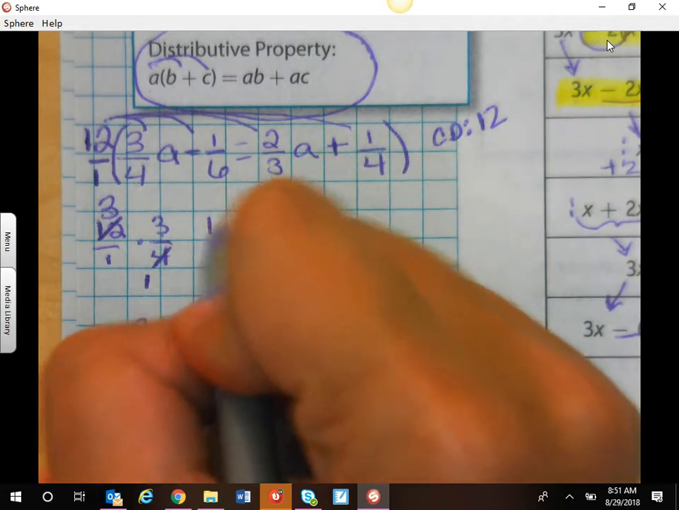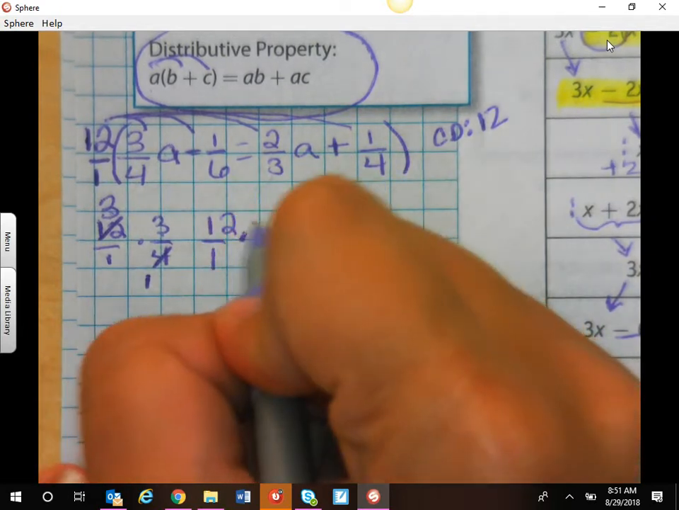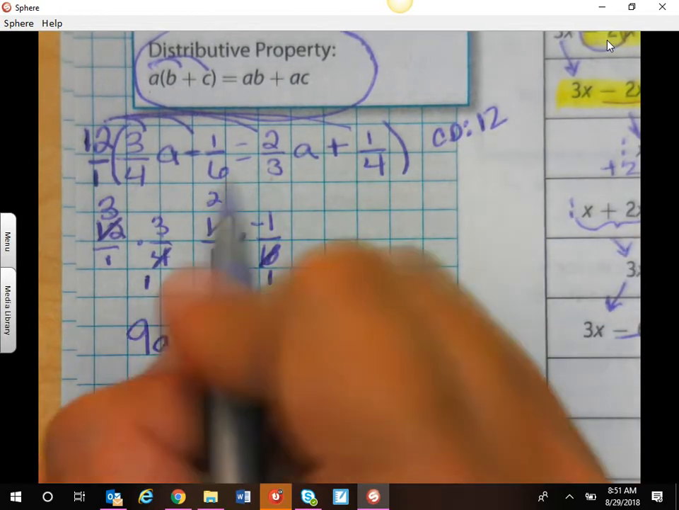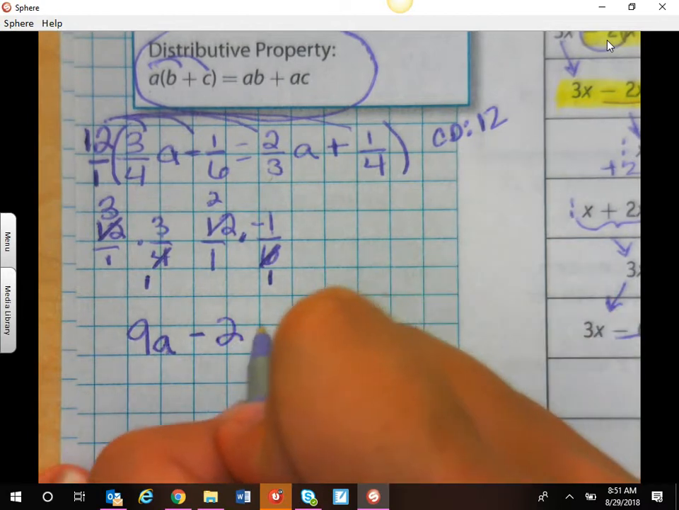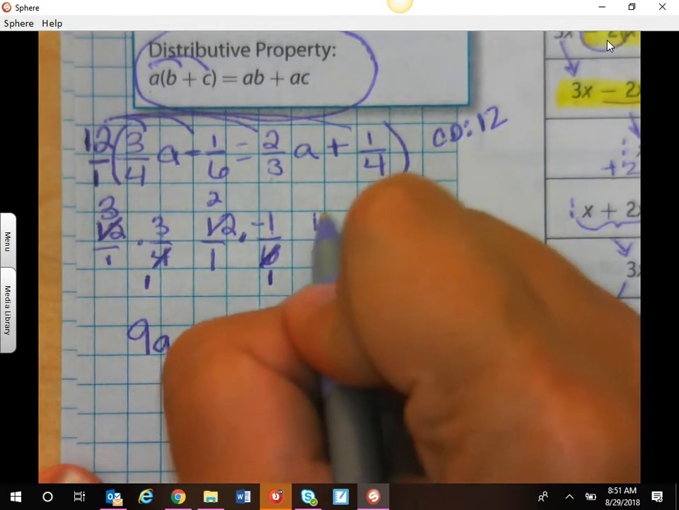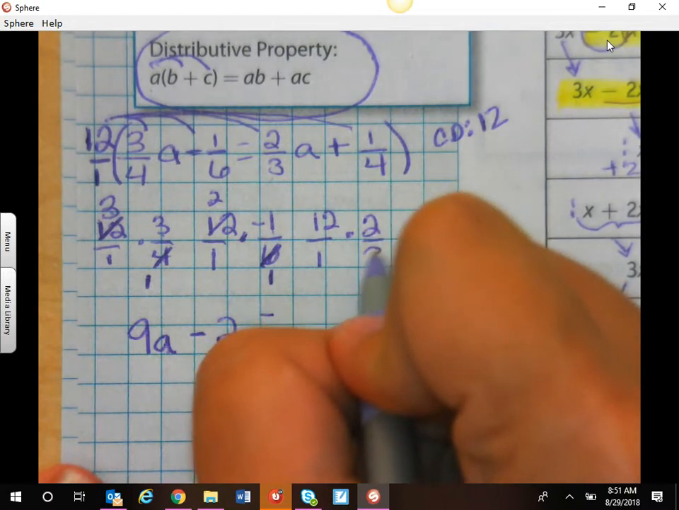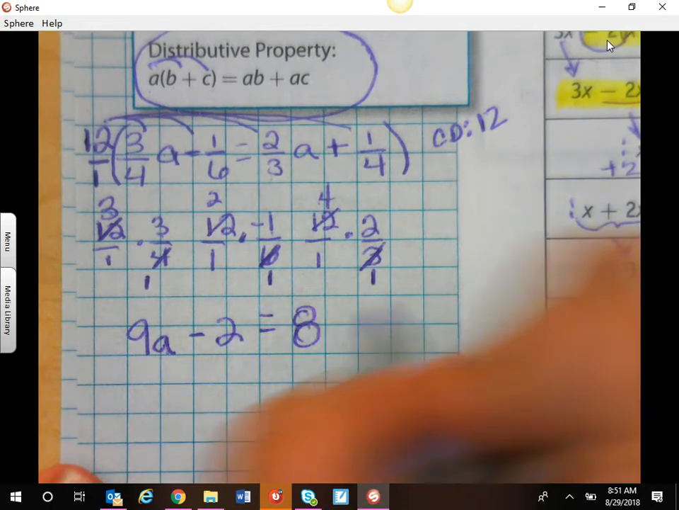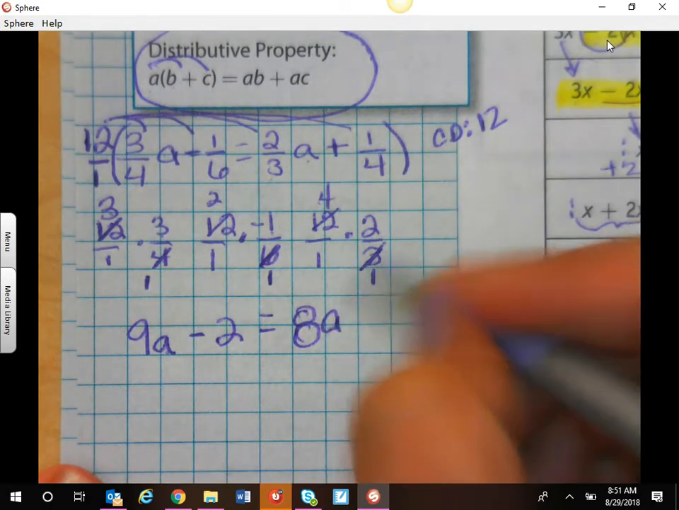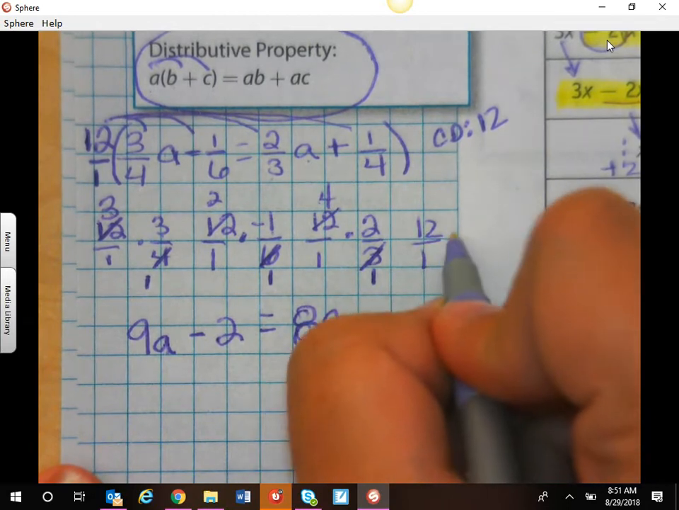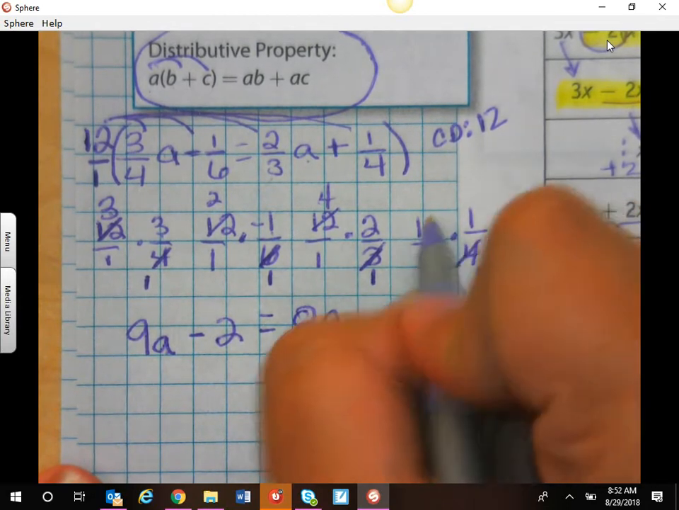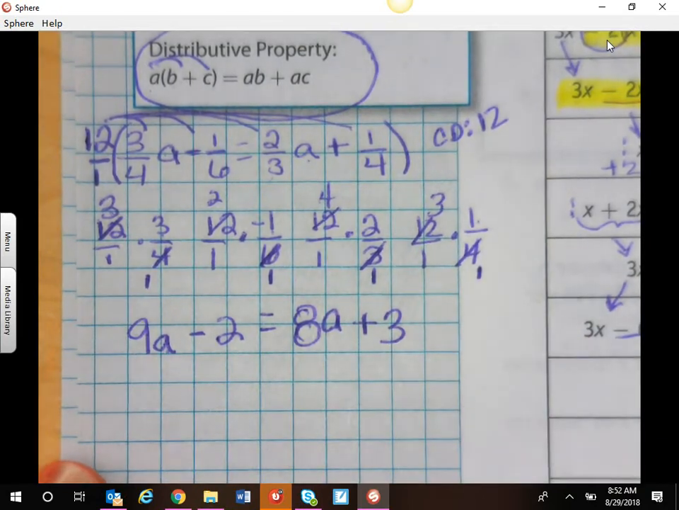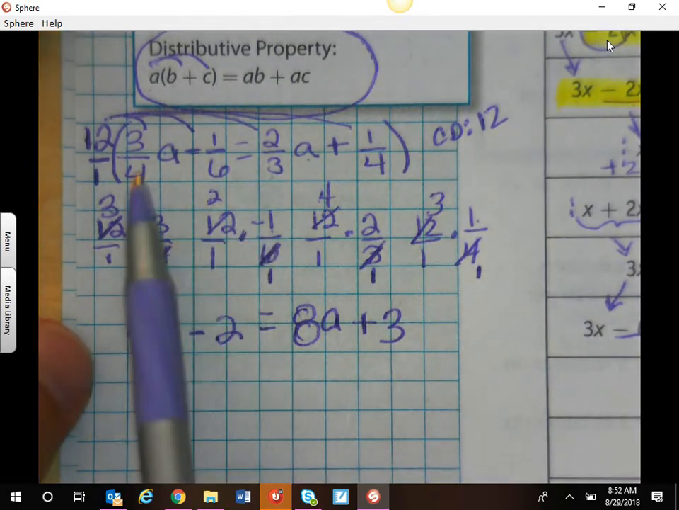I'm going to do 12 over 1 times negative 1 over 6 again. I can cross reduce. So this becomes 2 times a negative 1 is a minus 2. Equals 12 over 1 times 2/3. I'm going to cross reduce. This becomes a 4. 4 times 2 is 8. Don't forget the A. And then I have 12 over 1 times 1/4. And again, cross reduce. 3 times 1 is 3. And now that looks a lot nicer than all of this ugly fraction.